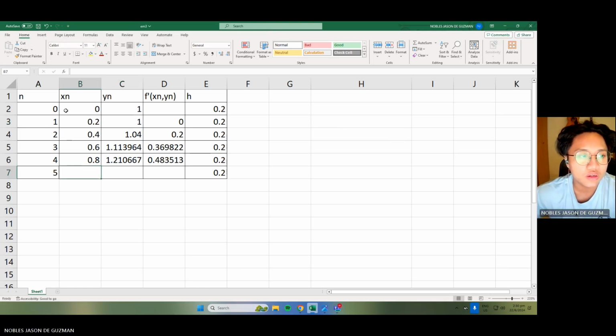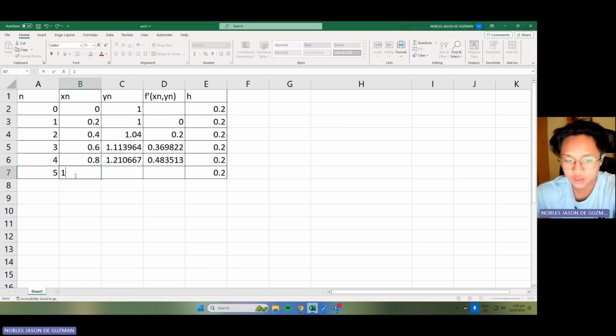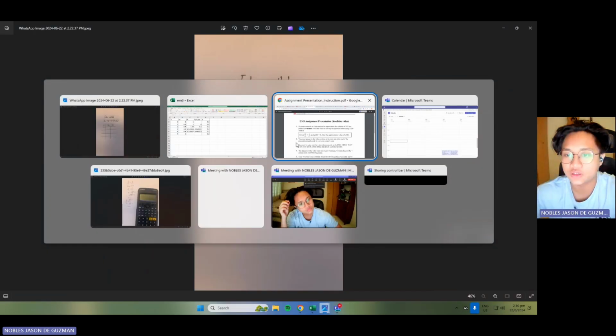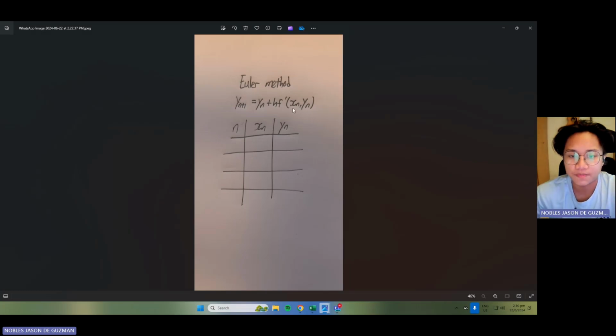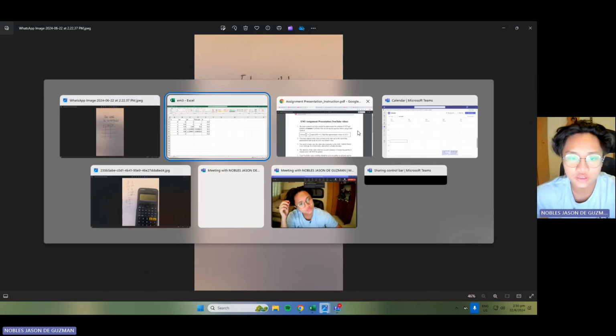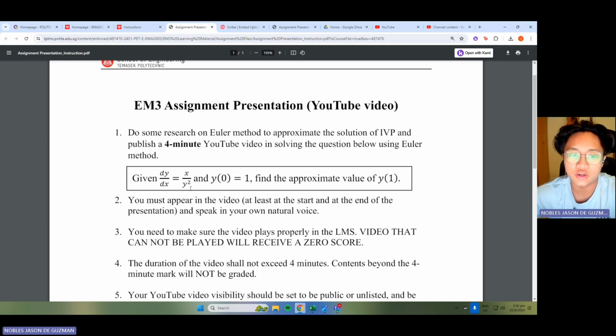Since the step size is 0.2, x_n is going to be changed by 0.2, so this is going to be x equals 1. And this is what we're trying to find: when x equals 1, what y is. To find y using Euler's method, we have to find what f'(x_n, y_n) is. It is given in the question that dy/dx equals x over y squared, so we can just use this equation.